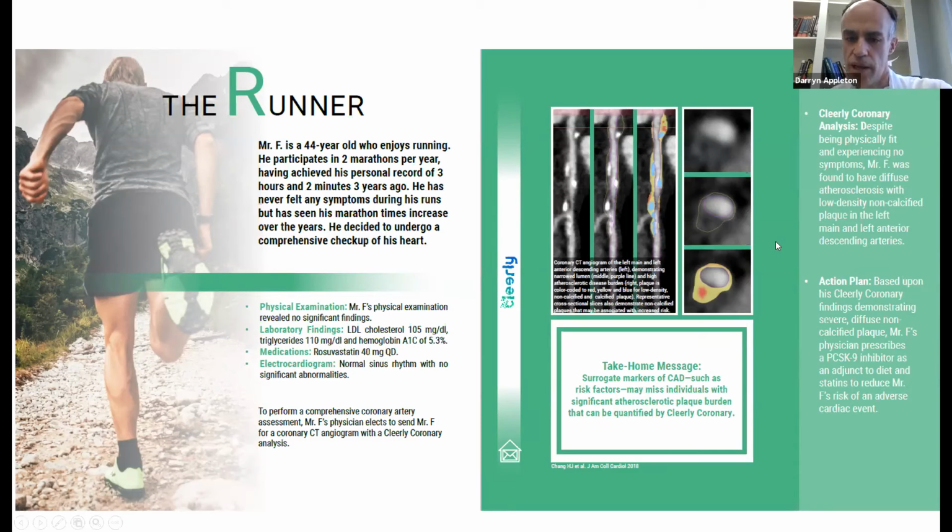But he had a Cleerly scan done, and these are little pictures of his coronary arteries laid out. You would hope that his coronary arteries look nice and smooth and nice and gray all the way down, but you can see there are little flakes of calcium there. And importantly, in these little panels, you can see that the computer has identified something that the human eyeball may not be able to see very well, which is that there is plaque surrounding the vessel, and some of that plaque is quite high risk.